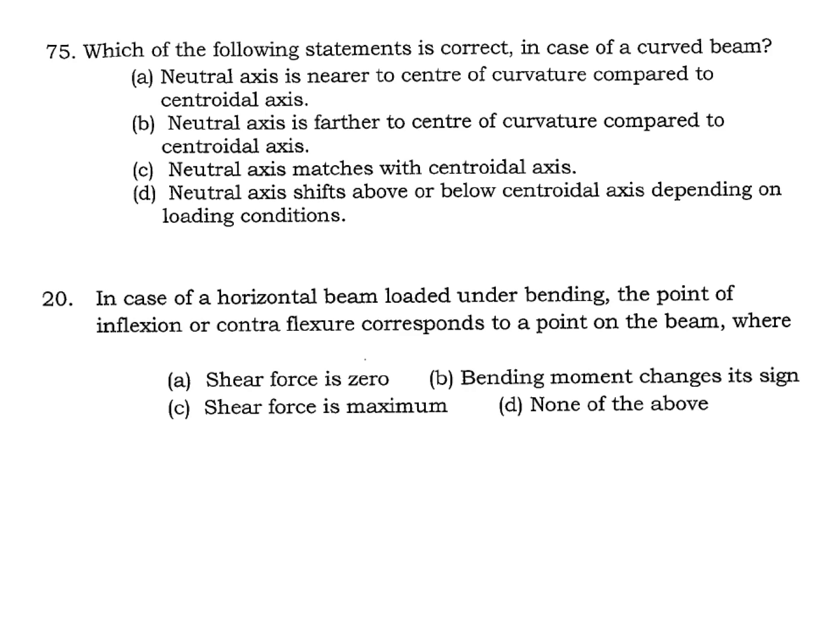Question is, which of the following statements is correct in case of a curved beam? A. Neutral axis is nearer to center of curvature compared to centroidal axis. B. Neutral axis is farther to center of curvature compared to centroidal axis. C. Neutral axis matches with centroidal axis. Not possible. Neutral axis shifts above or below centroidal axis depending on the loading condition. Here A is the answer.